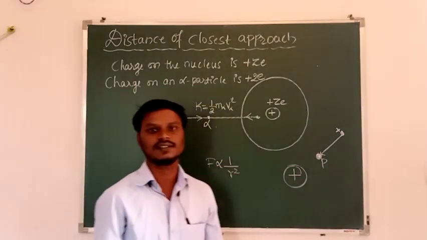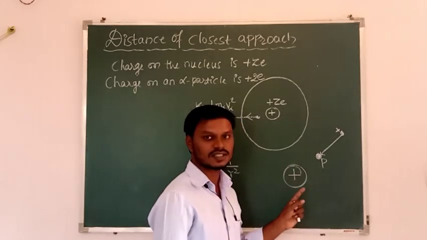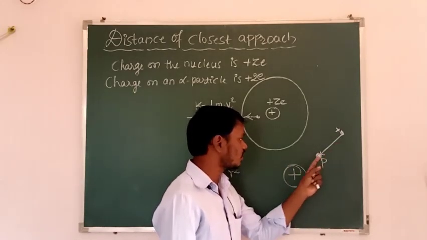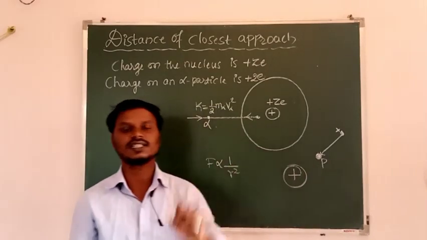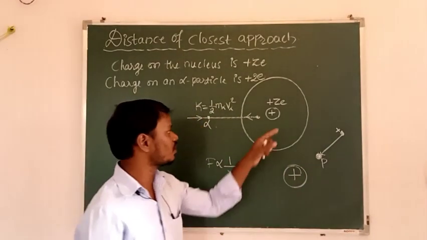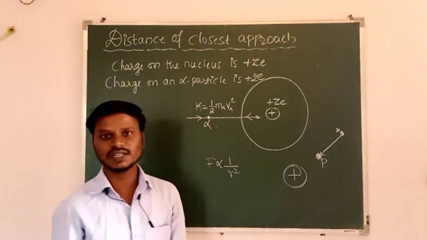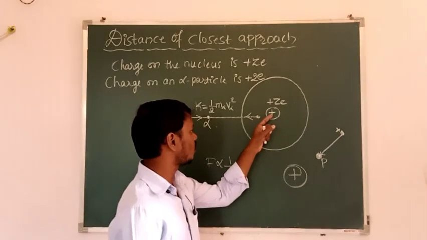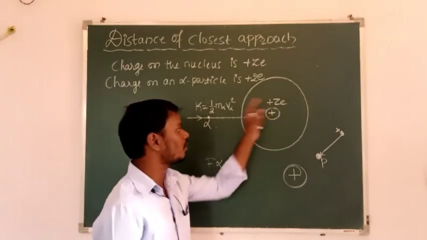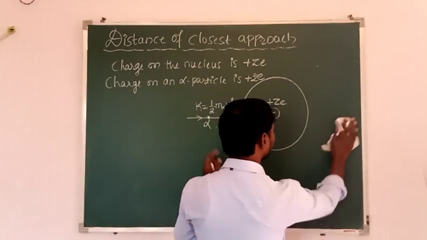Potential is the opposition offered by the source charge on the test charge at the given point. When the source charge opposes the test charge, work is done on the test charge due to the potential of the source charge. Here the source charge is the nucleus, and the test charge is the alpha particle. Then work is done on the alpha particle due to the potential of the nucleus. That is why it turns back.